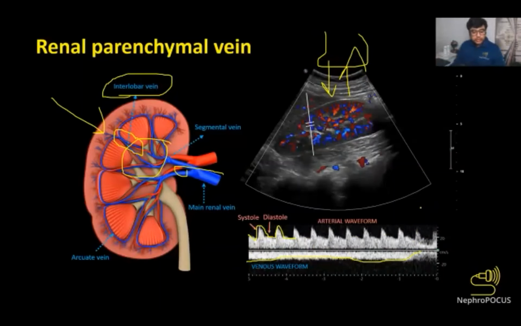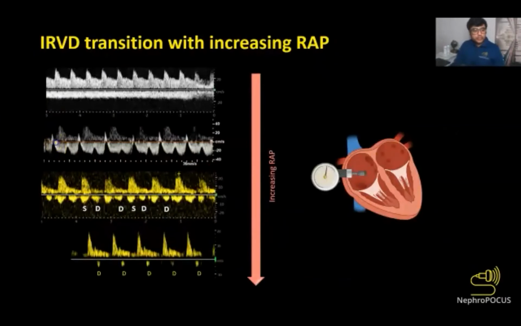So what happens to the intrarenal venous waveform, which is normally continuous, with increasing right atrial pressure? It's like the portal vein, right? Portal vein just below the baseline. And similar to the portal vein, the intrarenal vein becomes more and more pulsatile with increasing right atrial pressure. Ultimately, you see two distinct waves, one in systole, one in diastole. That's called a biphasic pattern. And ultimately, the S wave reverses.